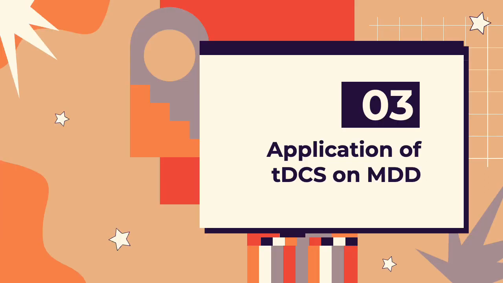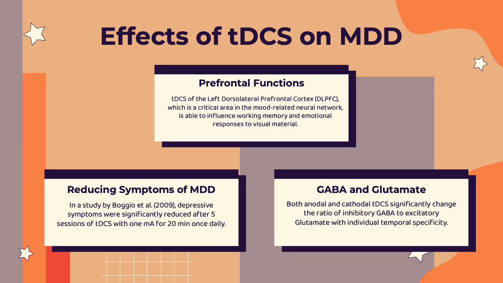Moving on to the application of tDCS on MDD, starting with prefrontal functions. So studies have concluded that tDCS of the left dorsolateral prefrontal cortex, also known as DLPFC, which is a critical area in the mood-related neural network, is able to influence working memory and emotional responses to visual material, which are both cognitive issues related to MDD.